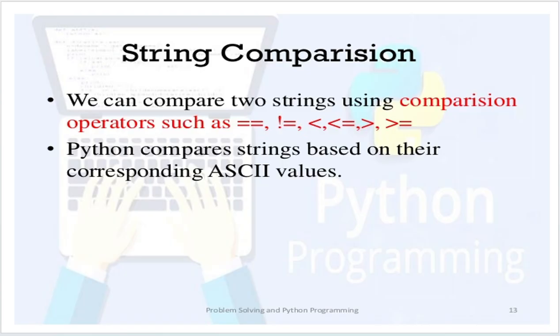String comparison can be done by using the operators equal to, not equal to, less than or equal to, greater than or equal to. You may have a doubt about how strings can be compared. Usually you do comparison only with numbers, but it's possible to compare two strings based on the idea we have already seen: strings can be compared based on the corresponding ASCII values that I have already listed.